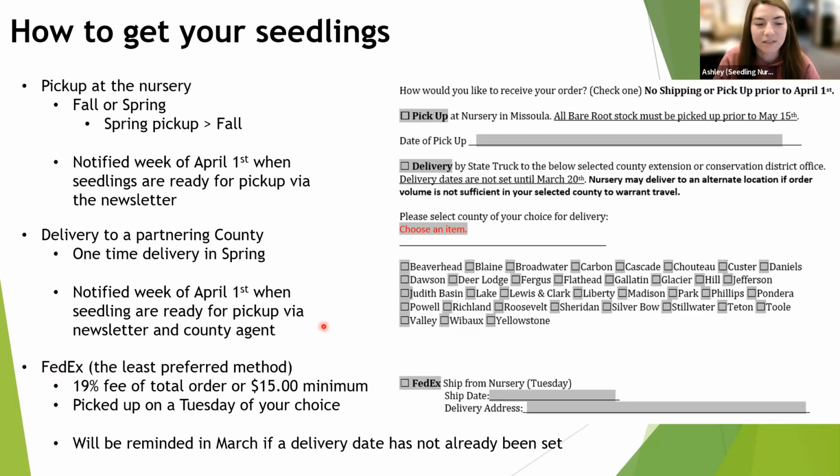So FedEx, this is our least preferred method. FedEx orders can be lost, they can be damaged. Our truck is refrigerated, so the seedlings stay at an optimal temperature. With FedEx, it's not climate controlled. They might be in a distribution center where it's also not climate controlled as well. And then, like I said, the fee for FedEx is 19% or $15 minimum. FedEx will pick up on a Tuesday of your choice, and then you should receive the seedlings by the end of the week or in a couple of days. If you choose FedEx as an option and you did not select a shipping date, I will reach out in March and ask you when you'd like those seedlings sent out.